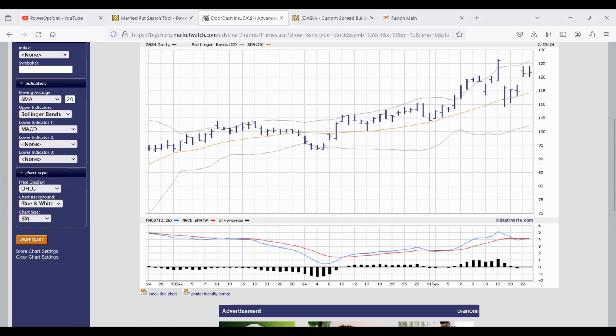Now, it's a little bit difficult to see on this one. We're going to see a better example. This is DASH, remember, DoorDash. And Shishir is concerned about this MACD line, where our MACD has dropped below the EMA 9, sort of come back up a little bit. And he's concerned that this is showing a sell signal.